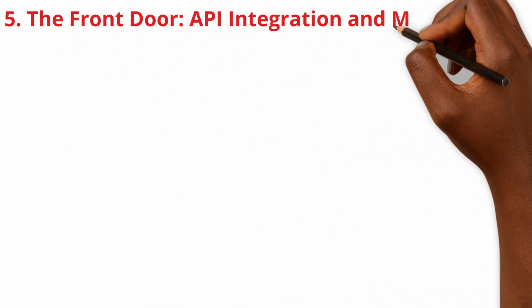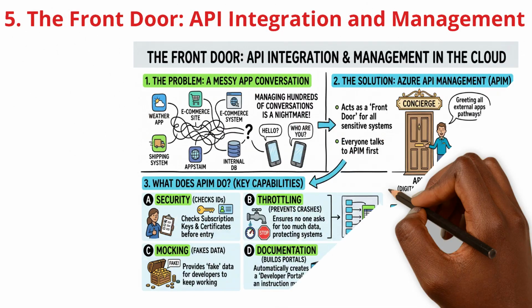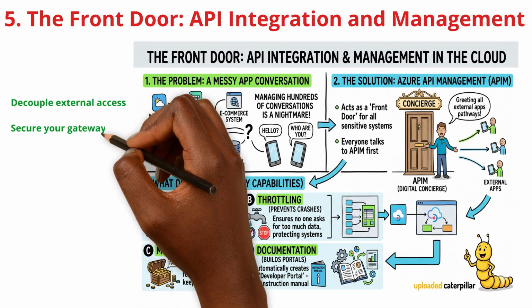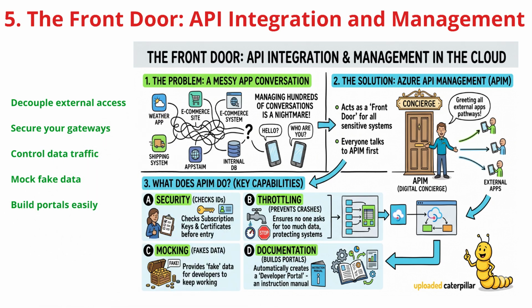Imagine your internal systems as highly secure vaults. Giving a direct key to every external partner is a management nightmare, which is why you need a front door. Azure API Management acts as your digital concierge. It provides robust security by checking IDs and subscription keys before letting anyone in. It manages throttling to ensure no single guest crashes your system by requesting too much data at once.